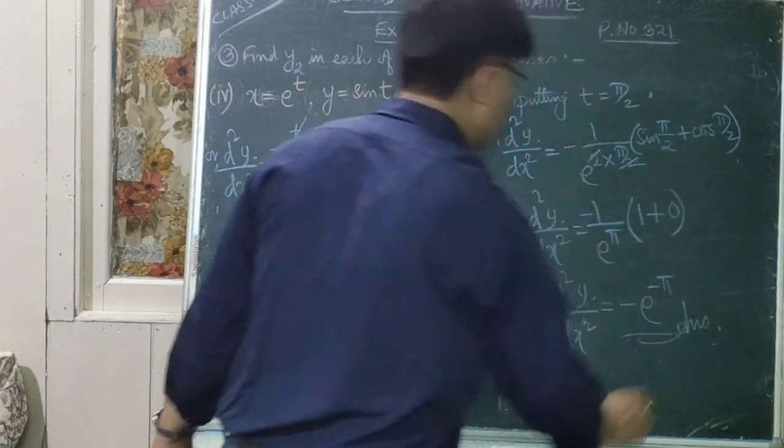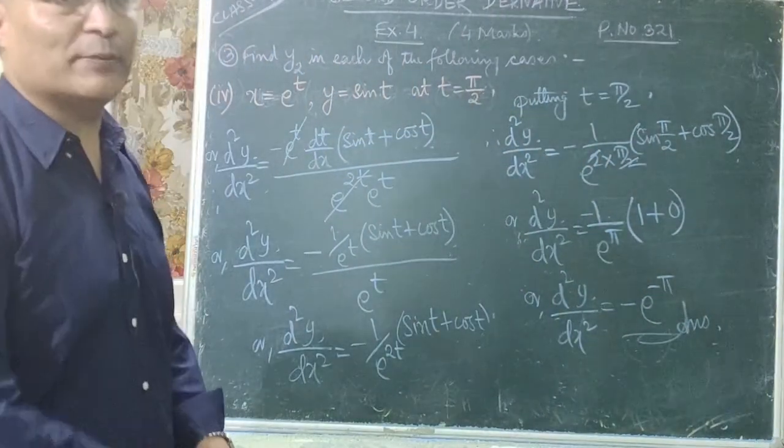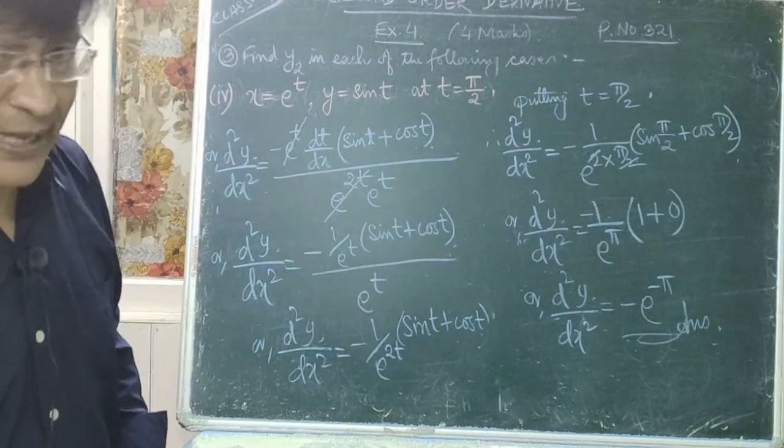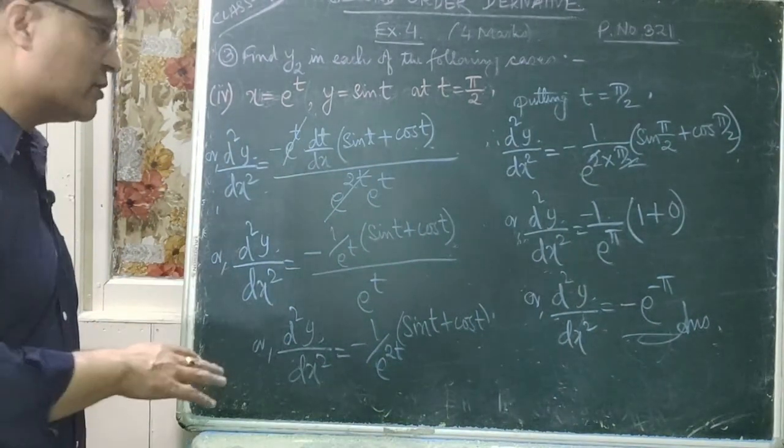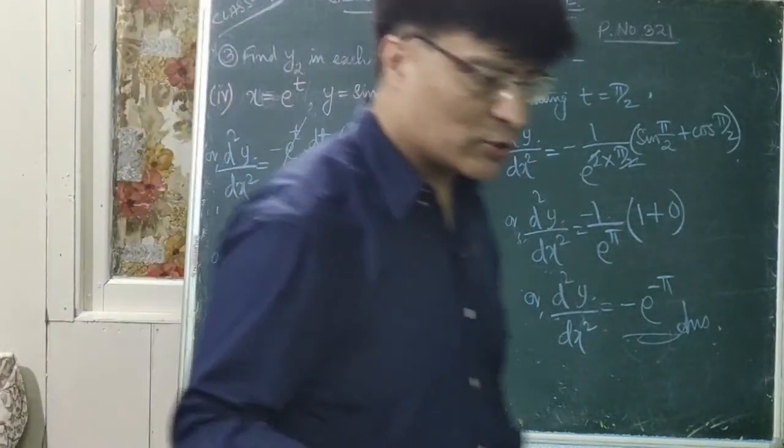So what is the answer for d2y by dx square? It is minus e to the power minus pi. So that is your answer. Okay, so I think you have understood it. So you can copy it. We'll do the next question.